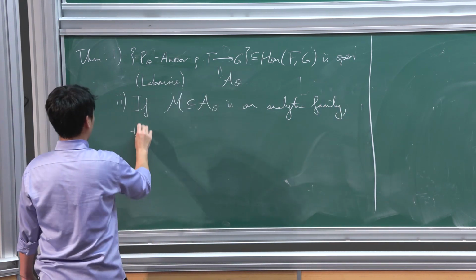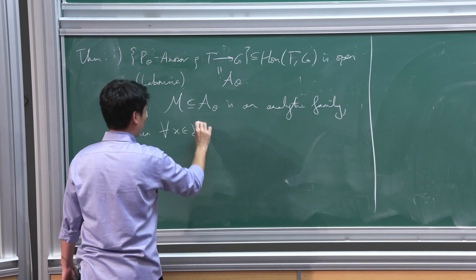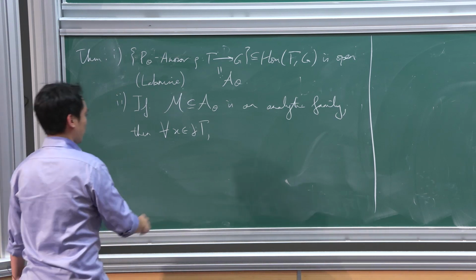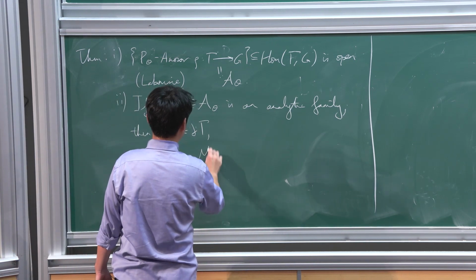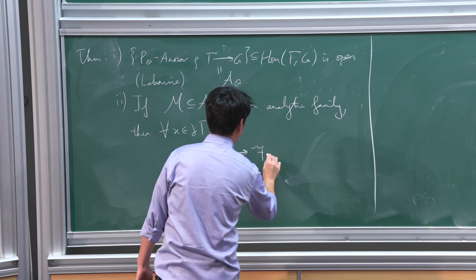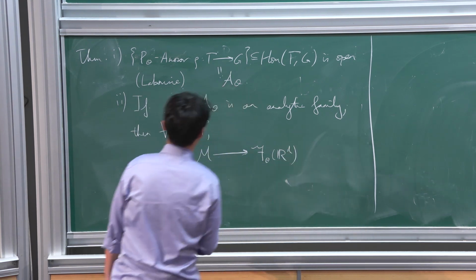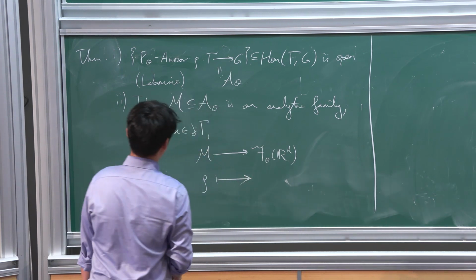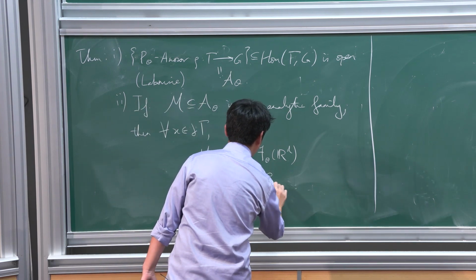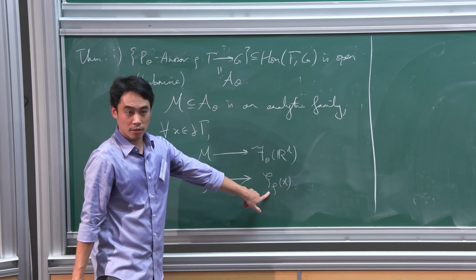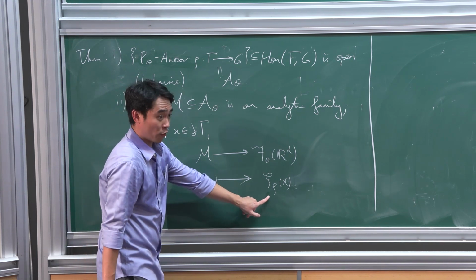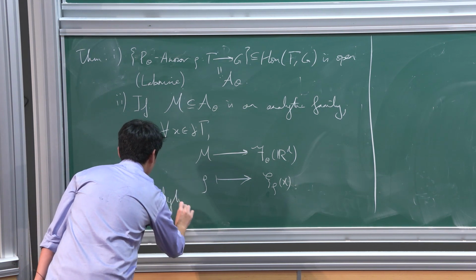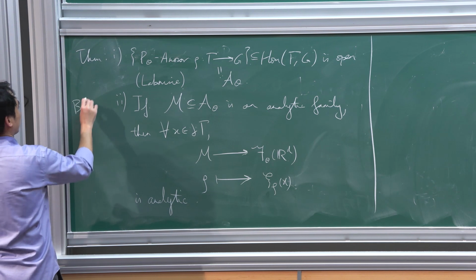then if you pick any point x in the boundary of gamma, the map from M to the flag manifold, where you take a representation rho and send it to C^rho of x, is analytic. Here C^rho is just the theta limit map for your representation rho. This is in BCLS.